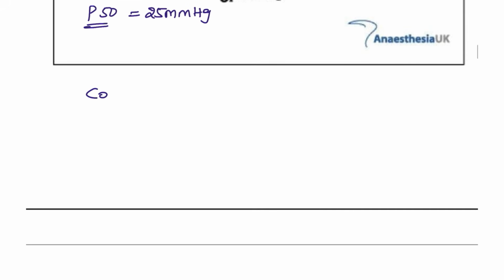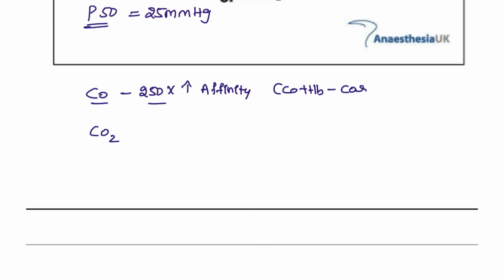Next, carbon monoxide and carbon dioxide. Carbon monoxide has 250 times higher affinity. When you mix carbon dioxide with hemoglobin, this is known as carbaminohemoglobin. Sorry, carbon monoxide with hemoglobin is known as carboxyhemoglobin.